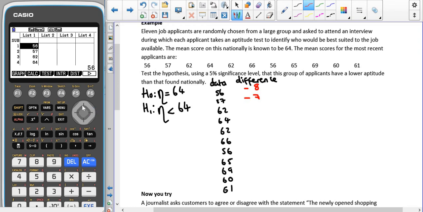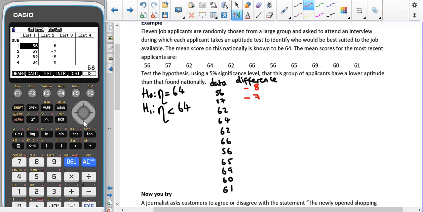And then if we go to the top where it says list 2, make sure that you have the list 2 bit highlighted. And then we need to go shift and then 1 to make it say list. And we want to do list 1 minus 64.